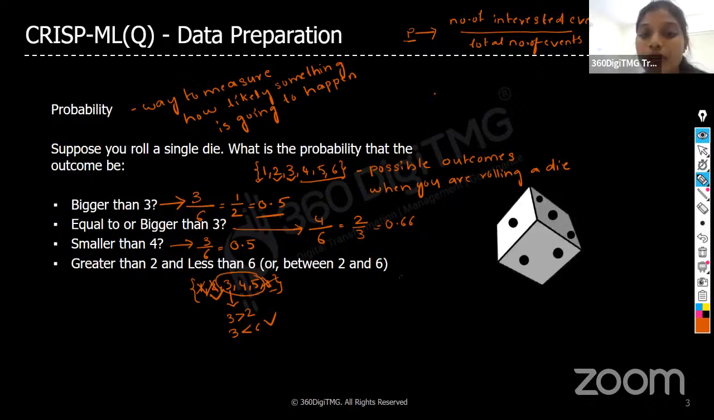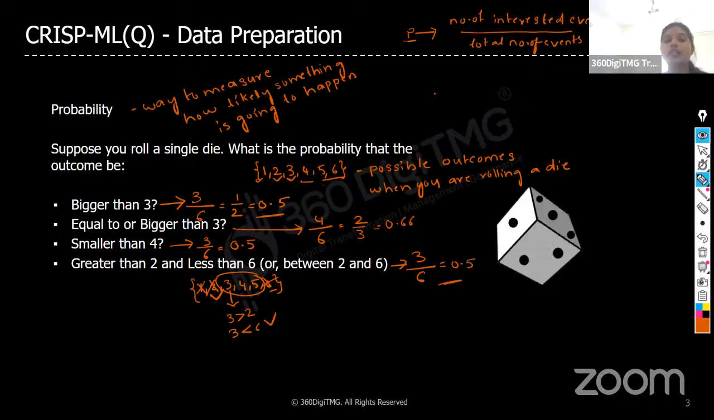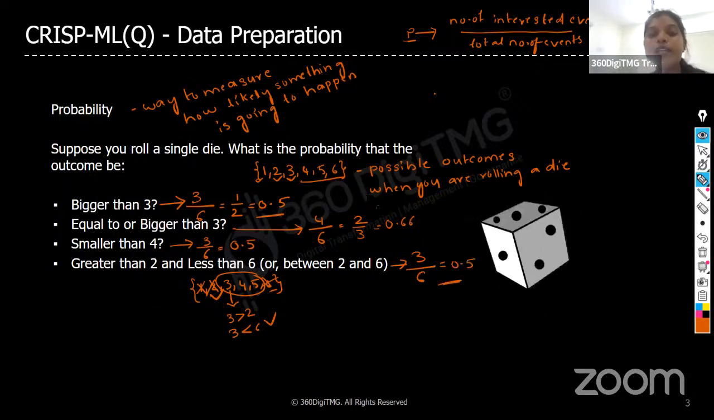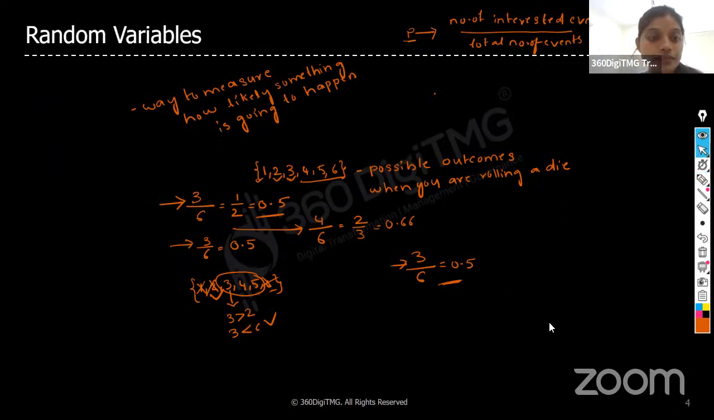So the probability, how can I find out? This is 1, 2, and 3 divided by total number of events 6, which is again equals to 0.5. This is how you can calculate the probability for every event based upon the condition provided here. So we will see whether any other questions are there. So this is about the probability, everybody.